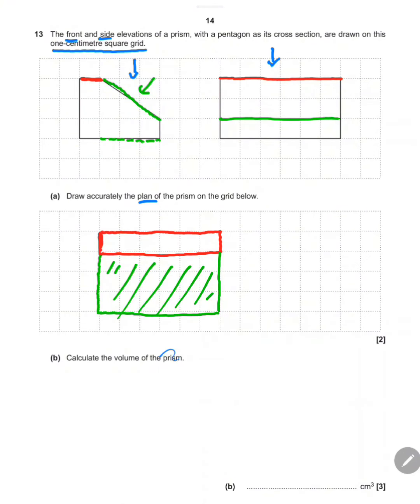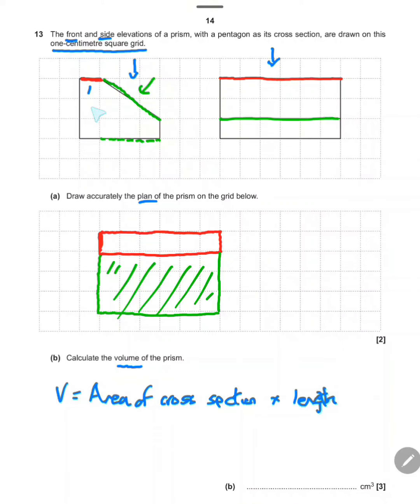Second part of the question is to calculate the volume. Well, volume of prism is area of cross section multiplied by the length. So I need this area first. This is the cross section of the prism, and I'm going to go old school on this and just count squares.